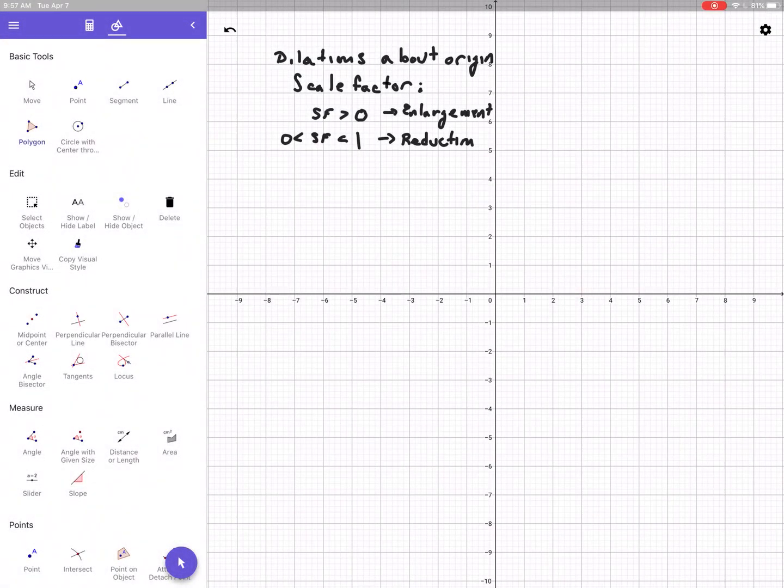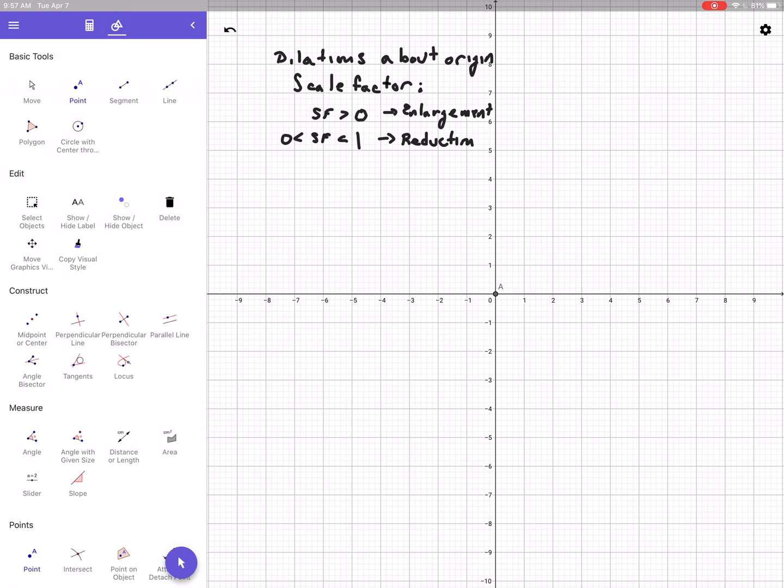Alright guys, here's a basic tutorial on GeoGebra about dilations about the origin, so 0, 0. Let me make a point there, so we can call that the origin, 0, 0. We'll call that A. The scale factor, SF, if it's greater than 1, it's an enlargement. If the scale factor is between 0 and 1, it's a reduction.